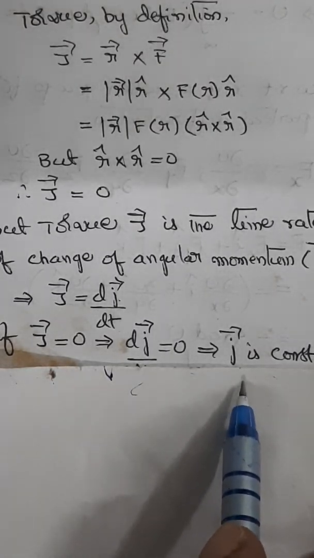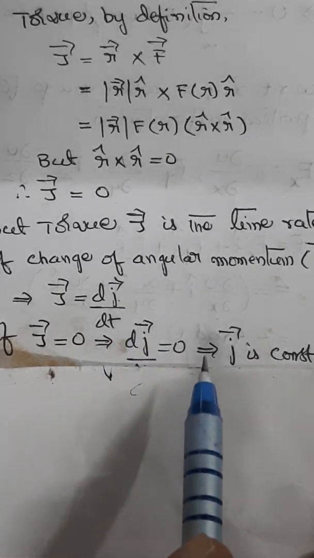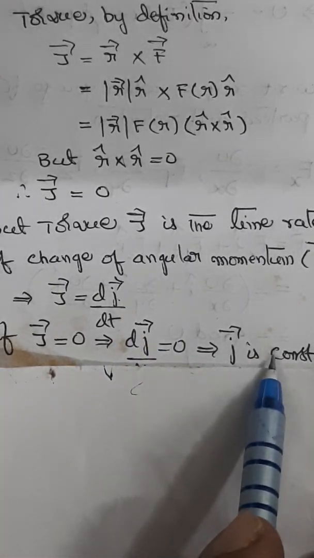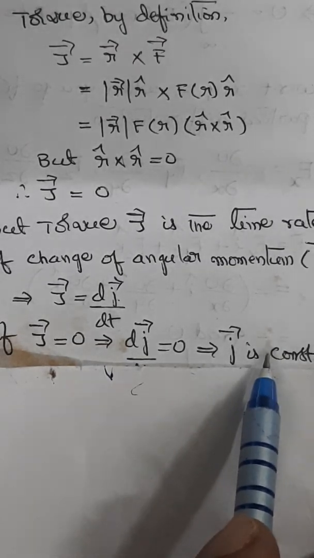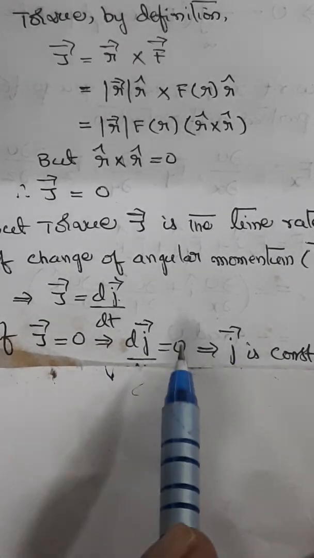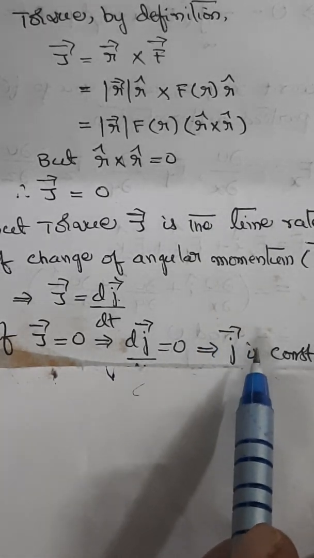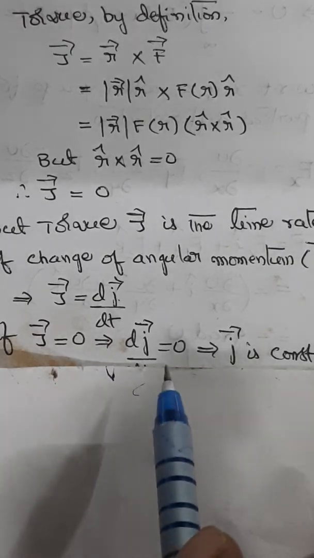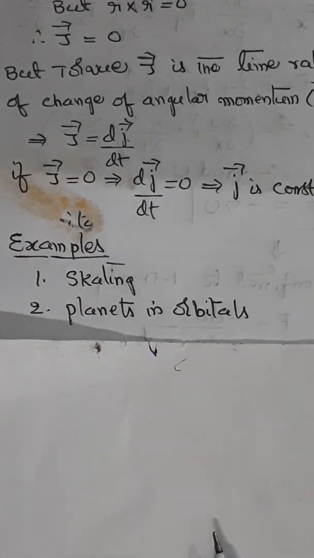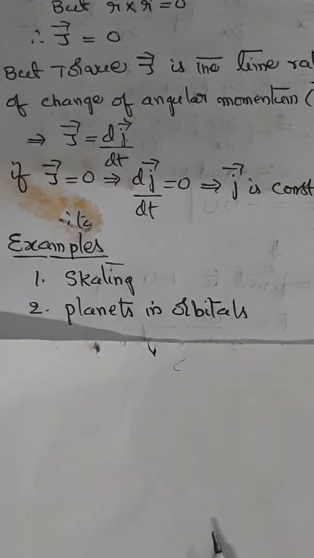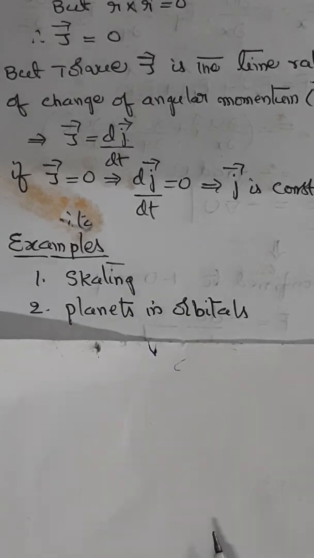That means what we have proved? The angular momentum of a particle under a central force always remains constant. That is, it moves with a constant motion as per the law of conservation of angular momentum. In other words, in a central force field the angular momentum of a particle is conserved. This is what we need to understand from this. Now let us look at some examples of conservation of angular momentum when the particle is under central forces.